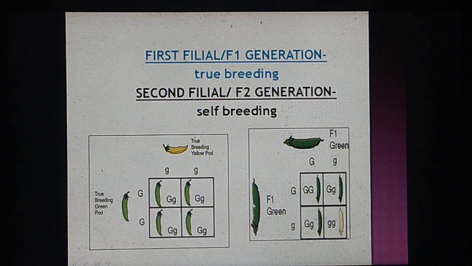So, we see here in this F2 generation, capital G indicates the pure dominant form of offspring. Capital G, small g indicates an impure form, but it is the dominant offspring, whereas small g is pure, but it is the recessive offspring.